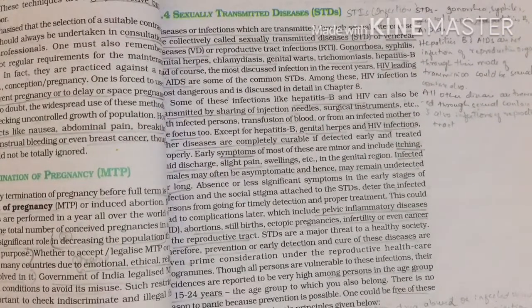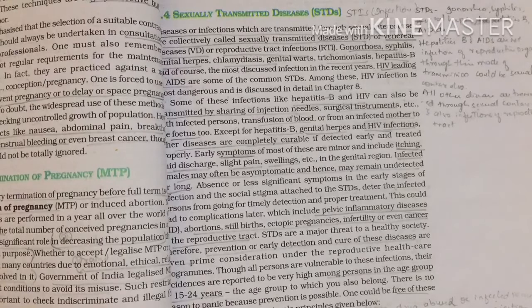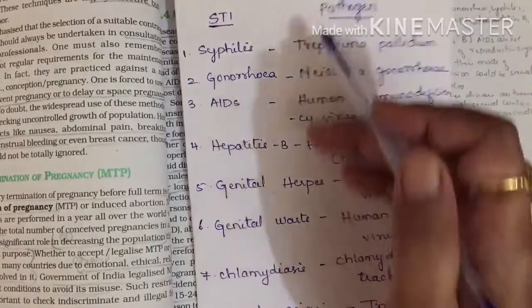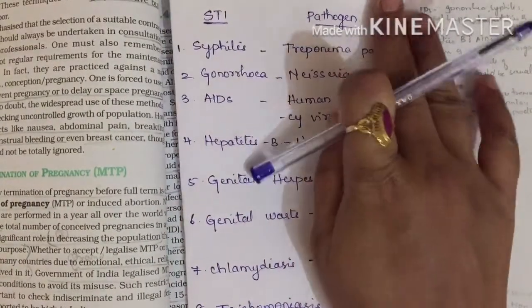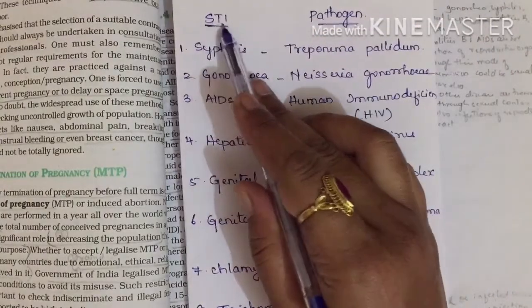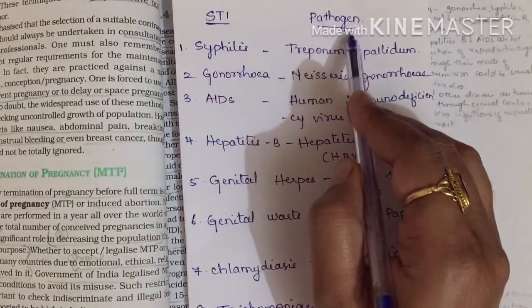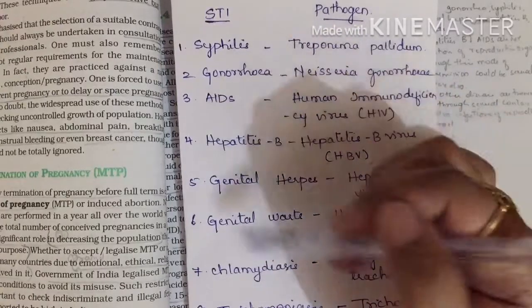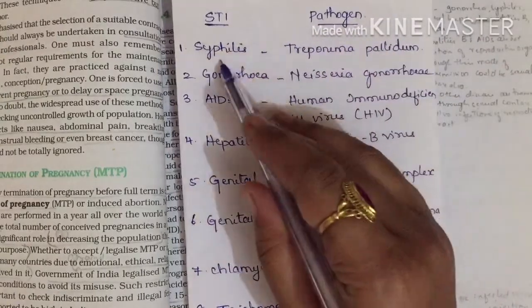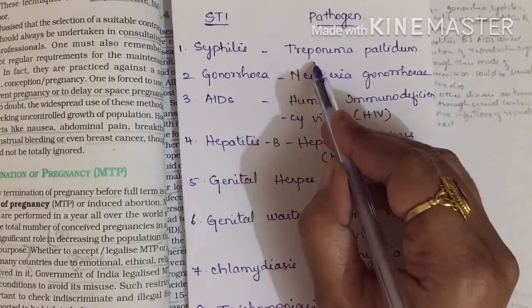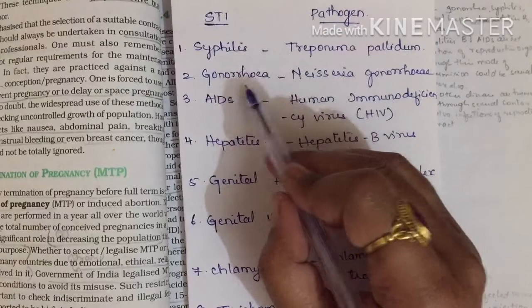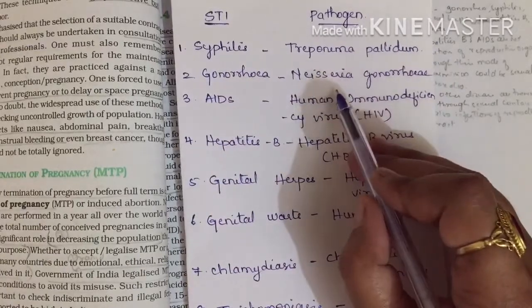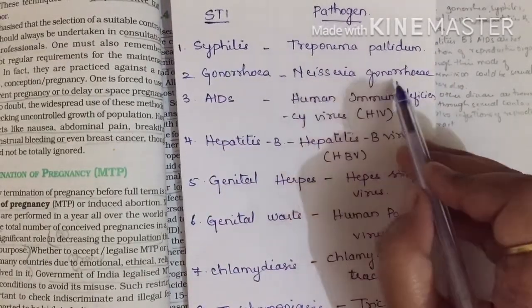Okay, so I have prepared one more note. In that note, as you can find, there are STIs and pathogens. What are these STIs? It is nothing but sexually transmitted infection, and which pathogen will cause it. Now this is helpful for your entrance exam. First, syphilis. Syphilis is caused by a bacterium called Treponema pallidum. Gonorrhea is caused by a pathogen called Neisseria gonorrhoeae.